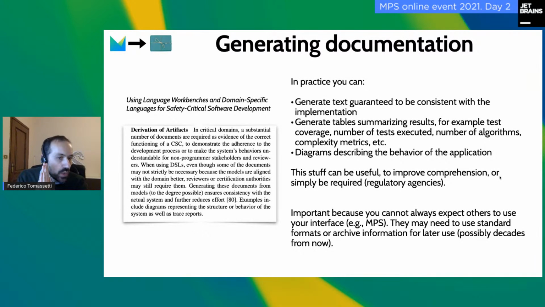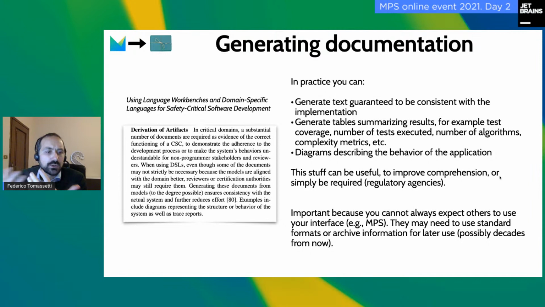Now, one particular kind of stuff that you want to generate is documentation. I've copied a piece of an article that Marcus wrote about writing a medical application using MPS. Among the other things done in that project, there was a lot of generating of documentation. In general, generating documentation is a great way to ensure that your documentation is aligned with your code. So that is a point to consider.